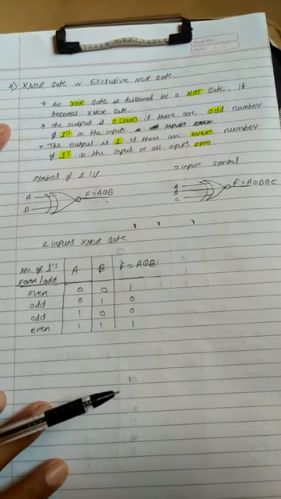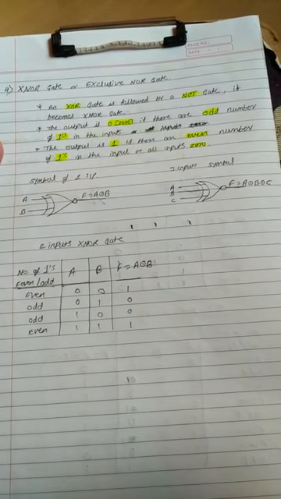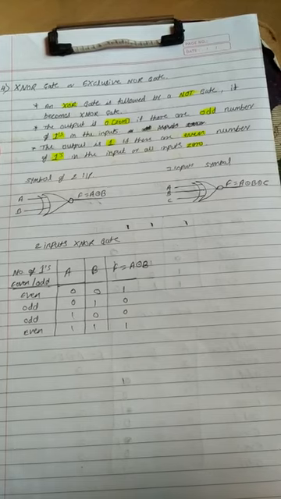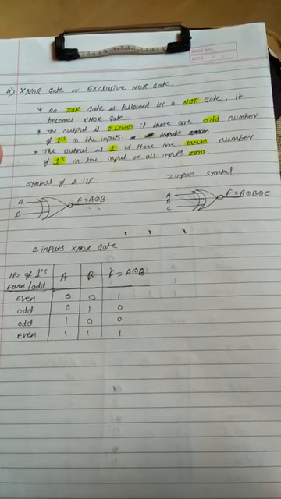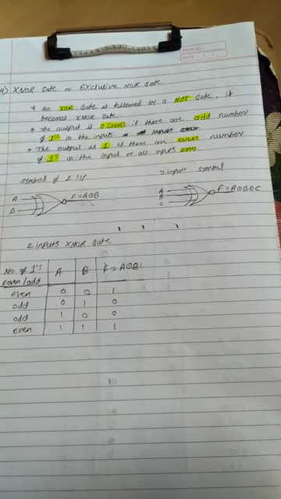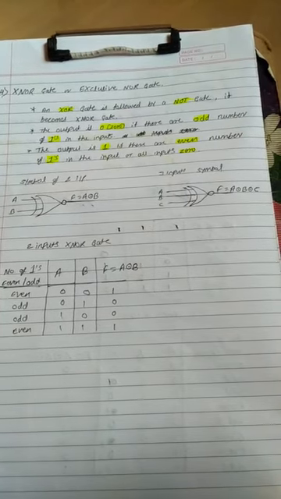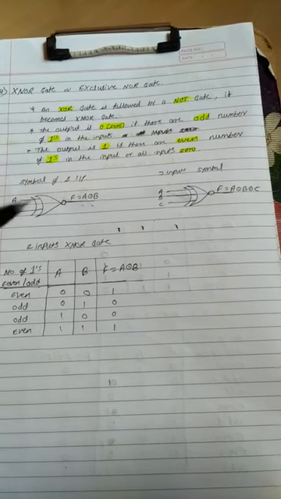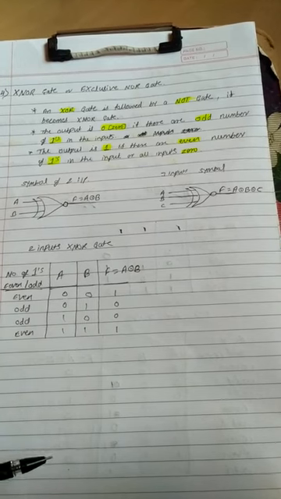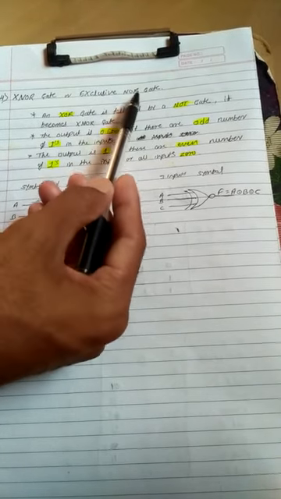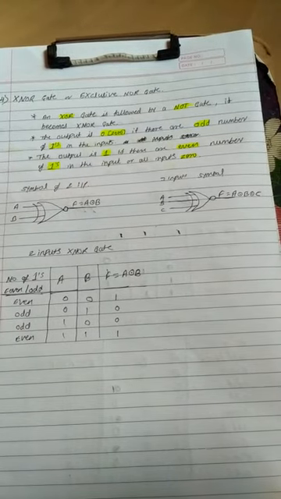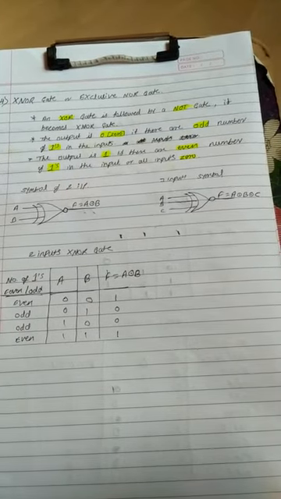One thing you keep in your mind: the NOR gate is exactly the reverse of your OR gate because it uses the NOT gate. Similarly here also, this XNOR gate is exactly the reverse of your XOR gate because we have used a NOT gate, followed by a NOT gate. Whenever you join the NOT gate, it will reverse its input states.